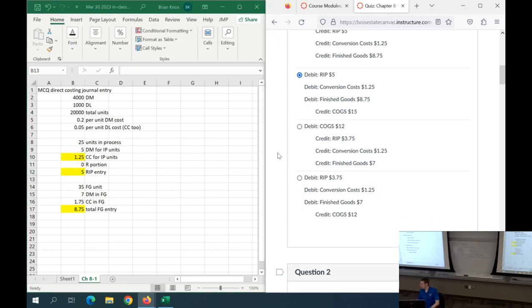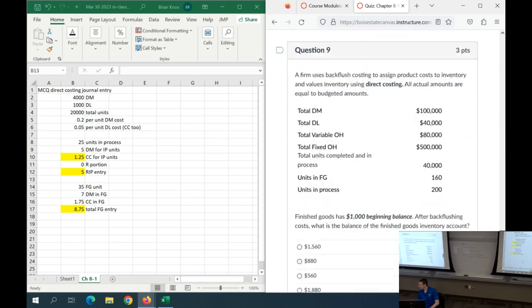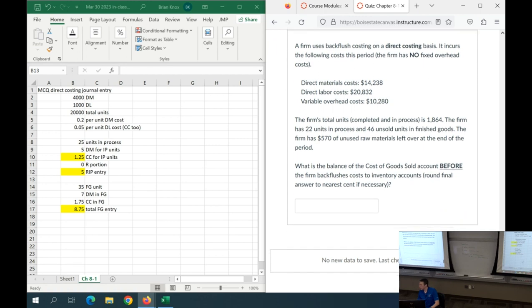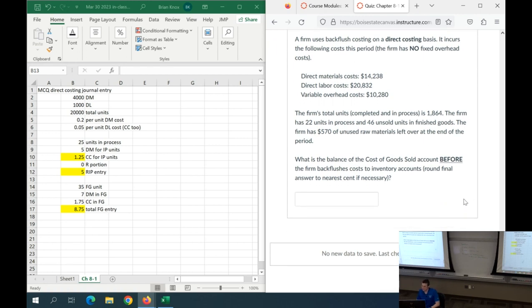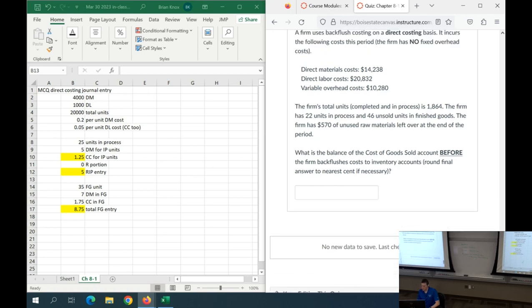Okay, let's try another one. Oh, I do have some open answer. Okay, let's do an open answer question here. This is real quick, real simple, because it's a before question. That's going to be your clue. It's before. Maybe he might be tricky, this professor, but probably this means easier.